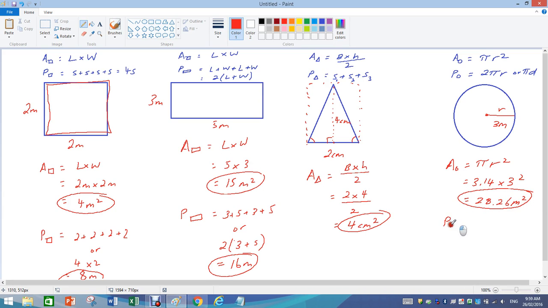Perimeter of the circle, which we actually call circumference. So circles get a special name for their perimeter. Circumference is the perimeter of a circle. So it's 2 times pi times r.